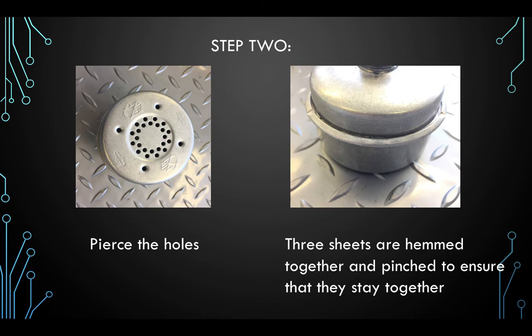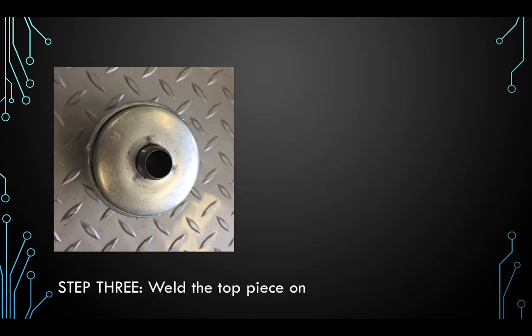The three sheets are hemmed together and sections around the perimeter are pinched to ensure that the sheets do not rotate against each other. Although this is a fairly basic joining method, it is the cheapest method to get the job done. The final step would be to have the top piece welded on.